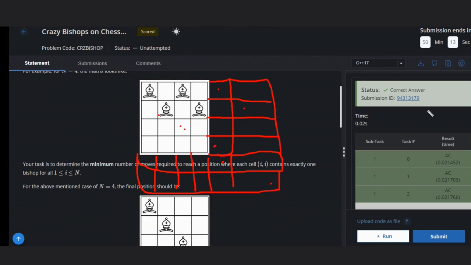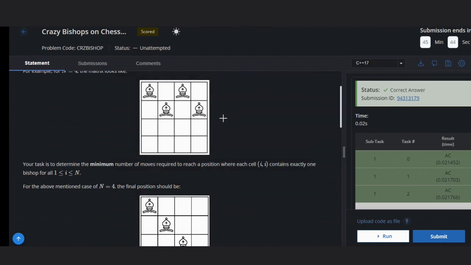Now let's see how we can get this solution. Let's understand the approach. So you write here 1, 2, 3, 4, 5, 6. If it is 1 or 2, the answer will be 0. If 3, the answer will be 2. How? One move this to this, then another this to this.